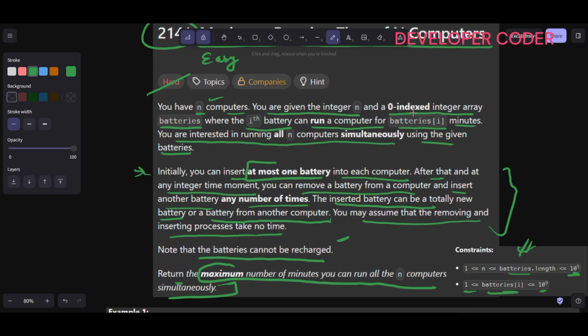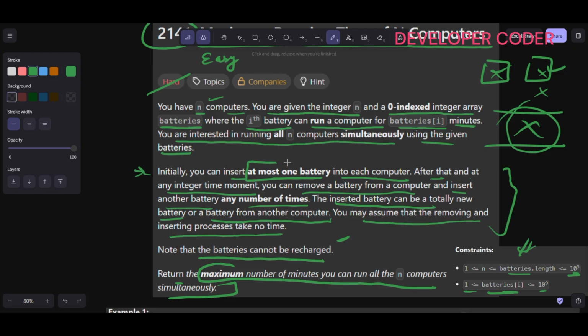We have n computers, and we have one zero-indexed integer array batteries where the ith battery can run a computer for batteries[i] minutes. We are only interested in running all the n computers simultaneously. If all computers are running, then it's fine. But if any one stops, then we have to halt the complete process.